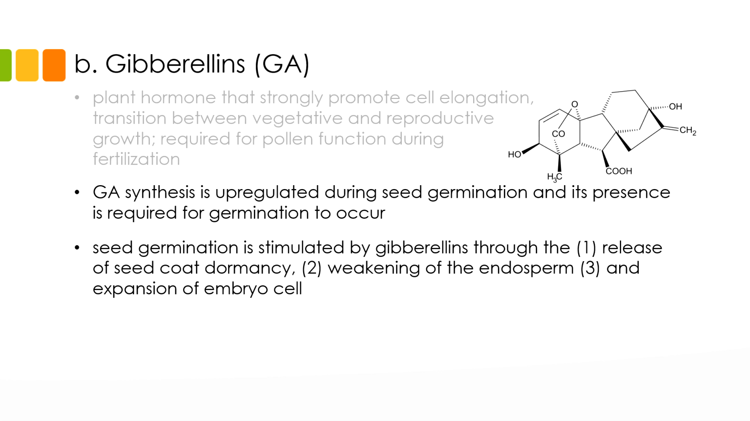But how does GA affect germination? The presence of GA is a requirement for seed germination. During this process, GA synthesis or production increases. The germination of seeds is stimulated by gibberellins through the release of seed coat dormancy, weakening of the endosperm, and expansion of the embryo cells.